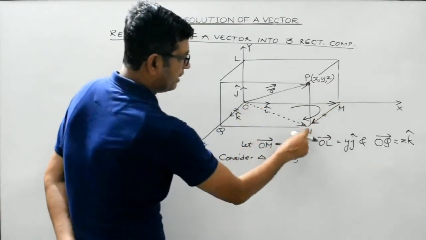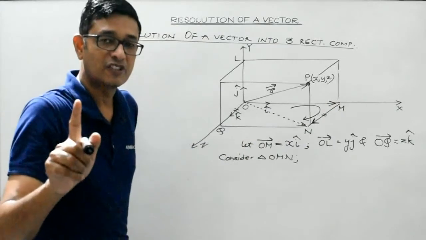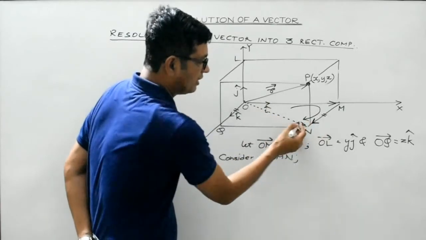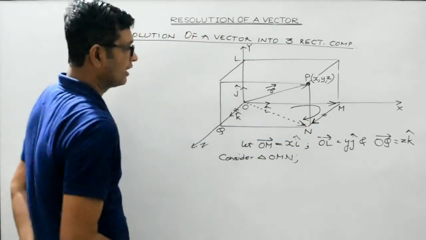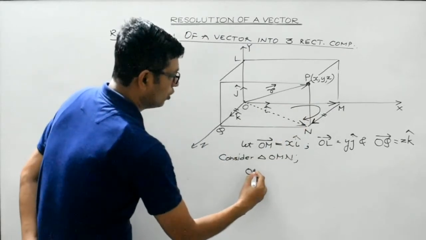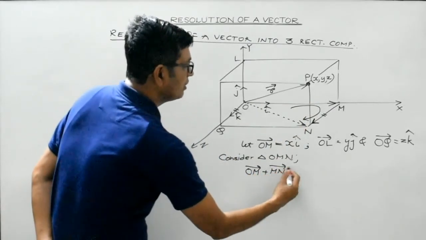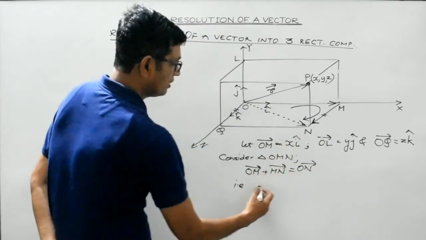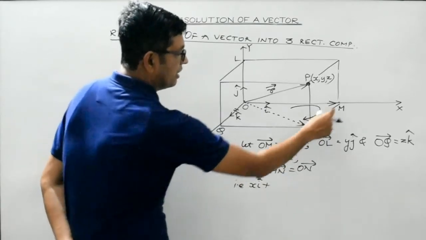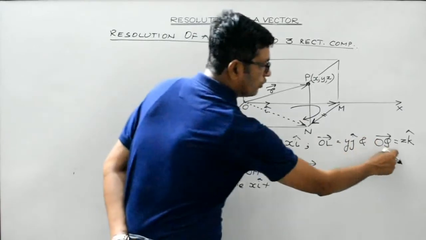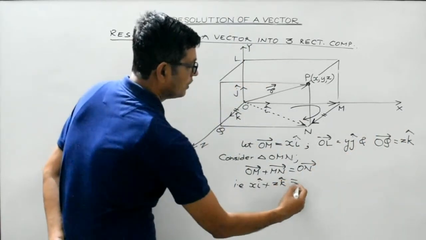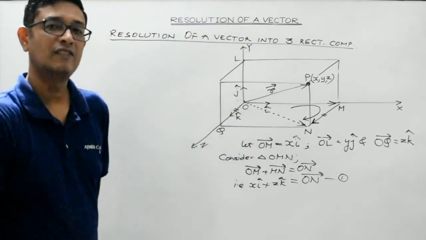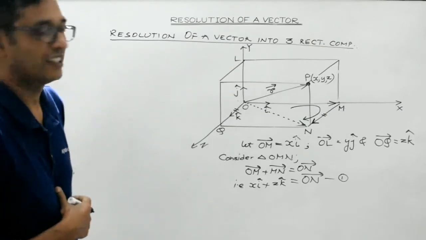In triangle OMN, OM and MN are the two sides of the triangle taken in the same order. So the vector resultant would be given by the closing side of the triangle taken in the opposite order. So let's make use of triangle law of vector addition. What do you get? OM vector plus MN vector is equal to ON vector. That is, OM is x i cap plus MN. MN vector is equal to OQ vector, and OQ vector is z k cap, equal to ON vector. Put this as equation 1. Clear, students? Simply I have made use of triangle of vector addition, nothing else.